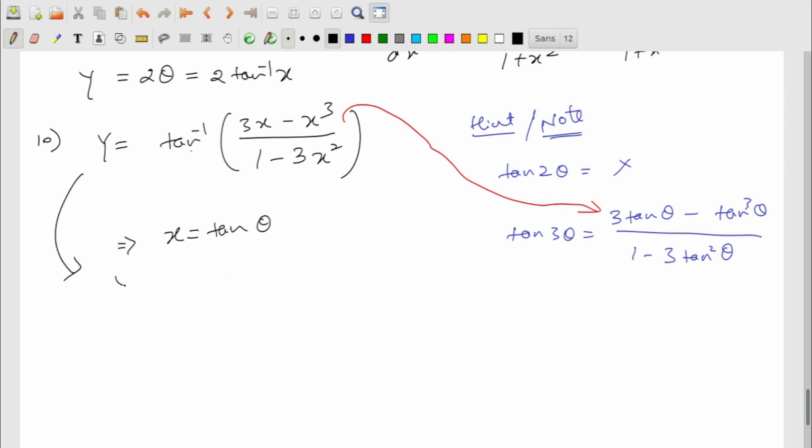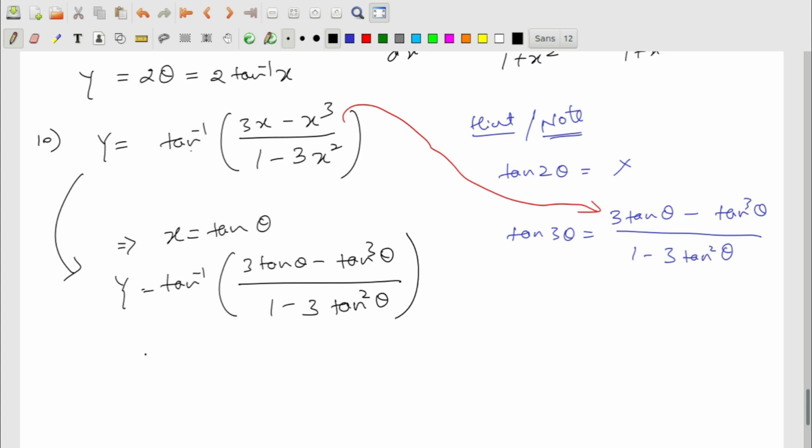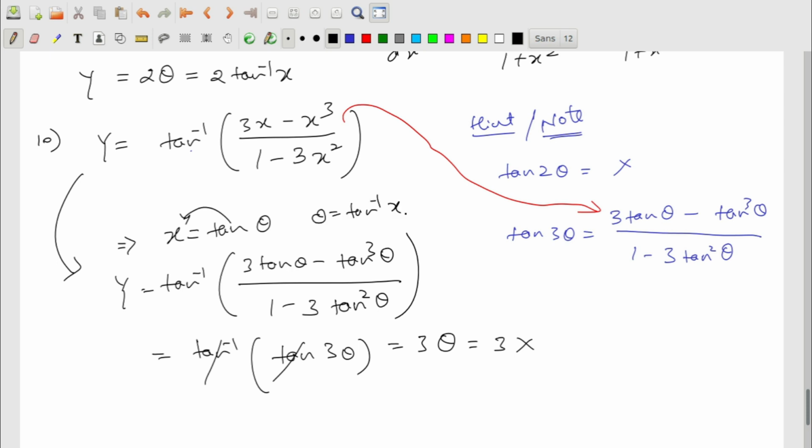Then this will reduce to tan inverse of (3 tan theta minus tan cube theta) whole divided by (1 minus 3 tan square theta). So tan inverse as it is, and 3 tan theta minus tan cube theta is replaced by just tan of 3 theta. Again these two cancel out, you are left with just 3 theta, and theta can be written as tan inverse x. So instead of 2 in the previous question, here we got 3 times tan inverse x.